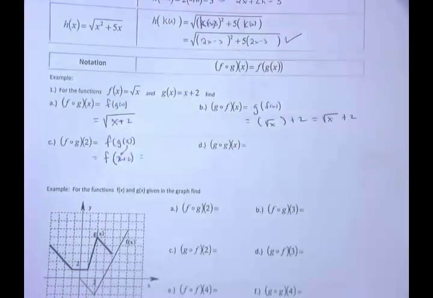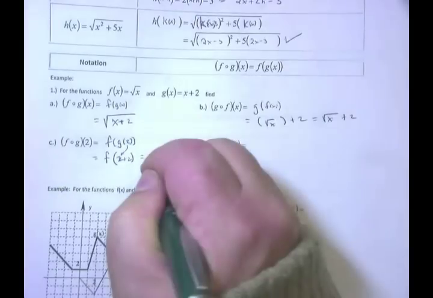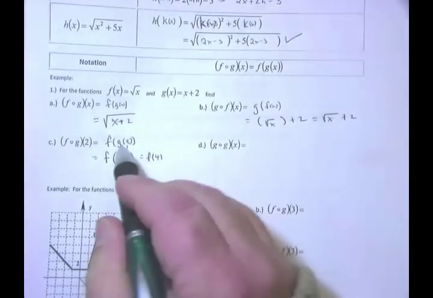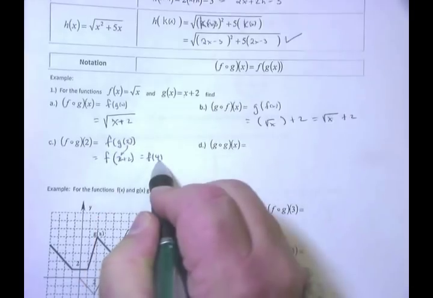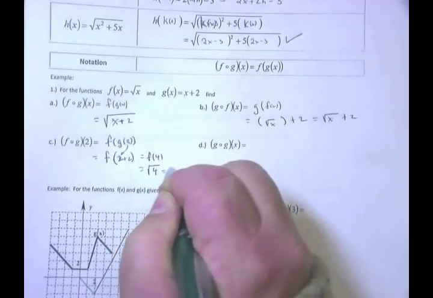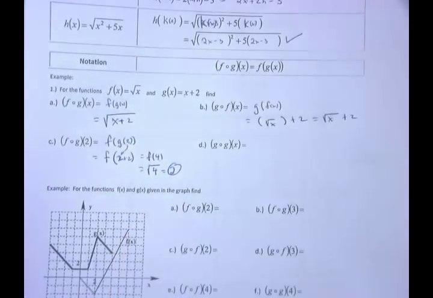And you can clean this guy up. What's 2 plus 2? 4. So I'm working the inside first. So I cleaned it up on the inside. That's g of 2 is equal to 4. So this is f of 4. And what's f equal to? That's the square root. And the square root of 4 is 2. So the answer is 2.